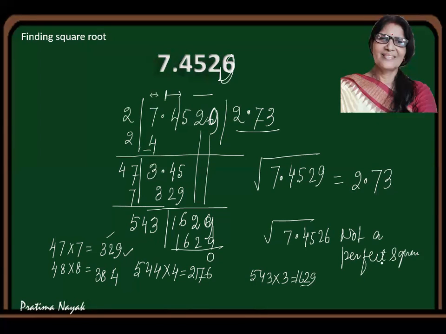Now, can we get the square root? Yes, we can get the square root. Next time we will learn how to find the square root which is not a perfect square, but up to some decimal we can find it.